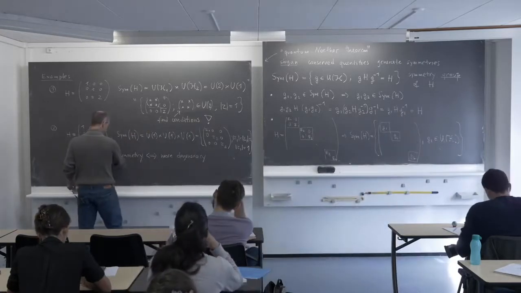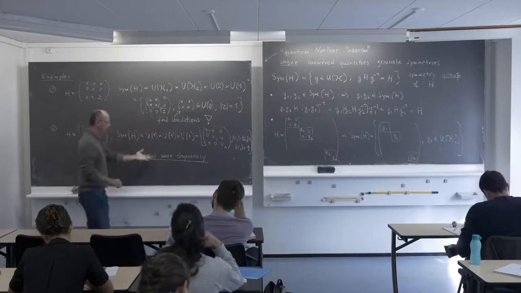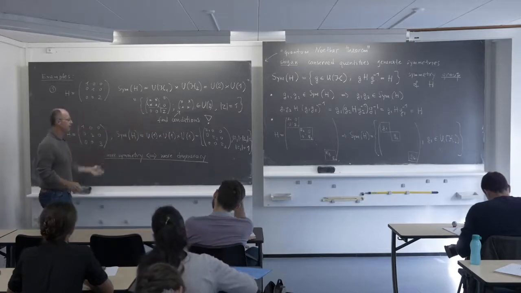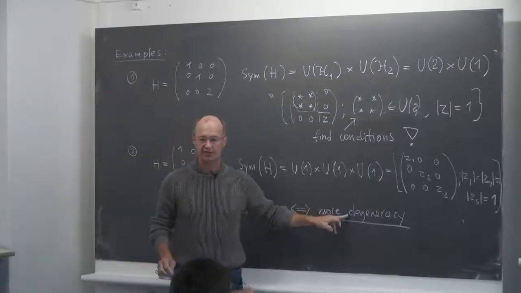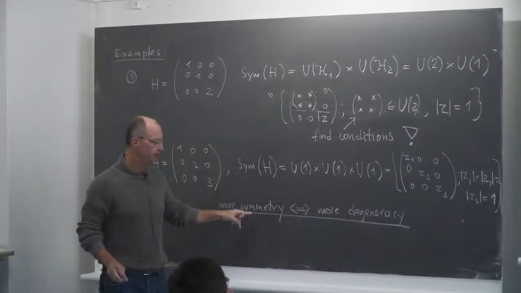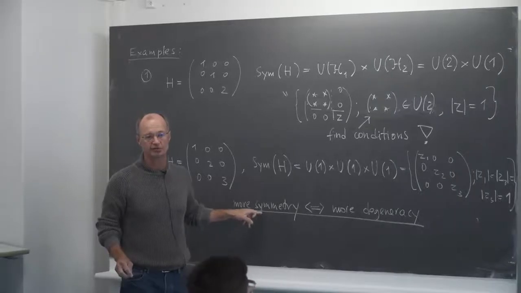So we'll return more to this discussion from time to time, but basically once you see a multiplicity of eigenvalues in the quantum system, you're supposed to see some symmetry which corresponds to it.